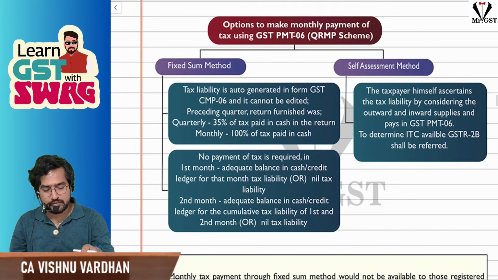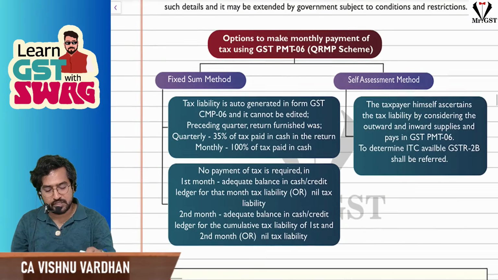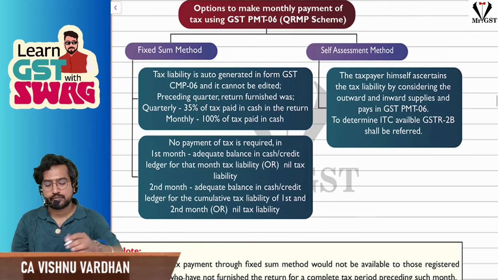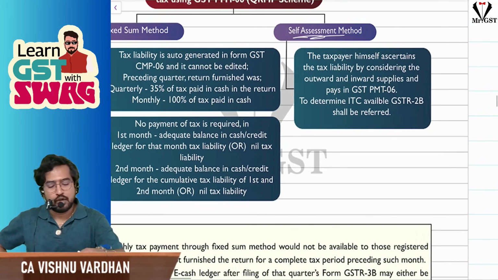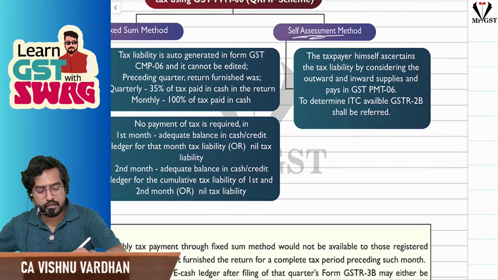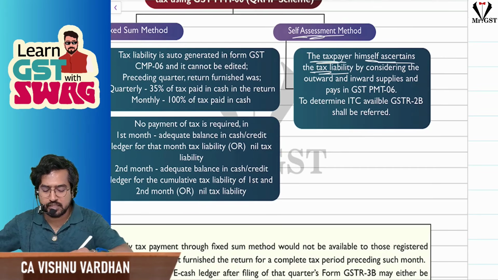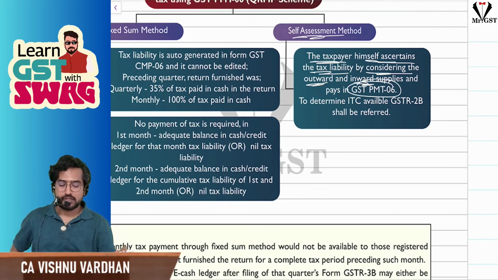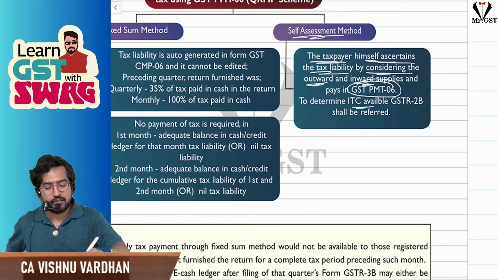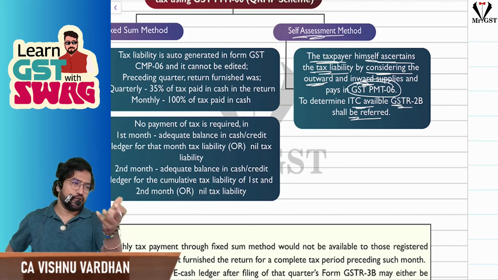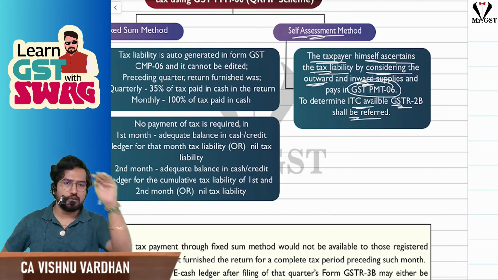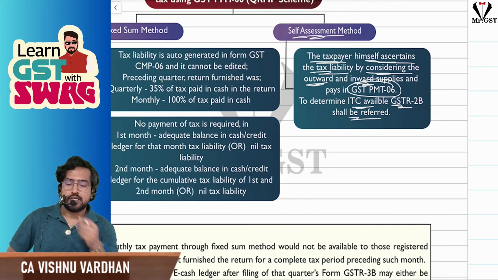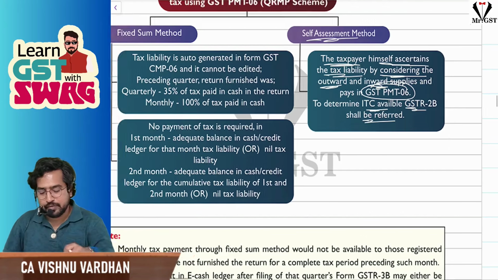Now look at this. Come to page number 7. Self-assessment method. How much will you pay? Read along with me. The taxpayer himself ascertains the tax liability by considering outward and inward supplies and pays using GST PMT 06. To determine ITC available, GSTR 2B shall be referred. You know your output tax, you know your input tax, you tell how much is the tax liability to be paid. That is the self-assessment method.